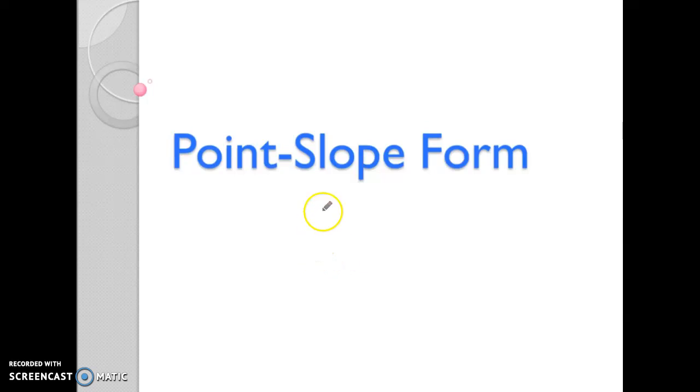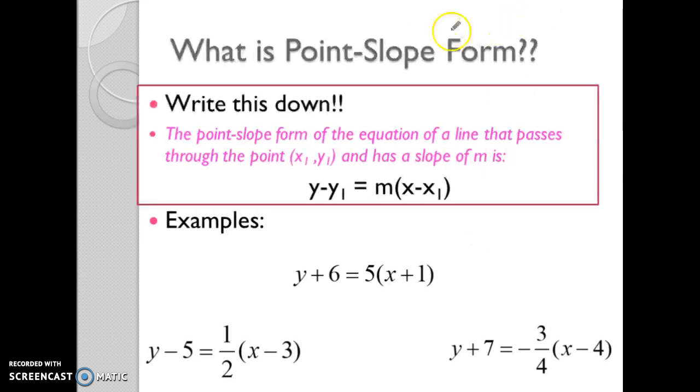This lesson is on writing equations using point-slope form. So thinking about the title, point-slope form, you can tell from an equation what the slope is and a listed point that is also on that line. So point-slope form is the form of an equation of a line that passes through a specific point and has a slope of m. And so we note the slope m.